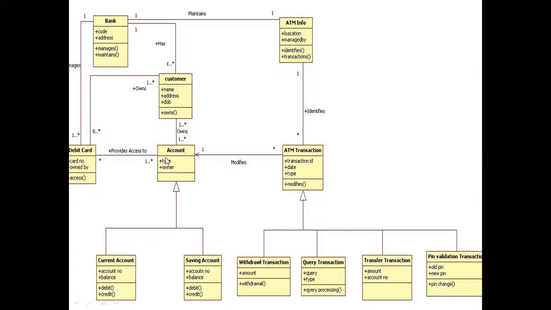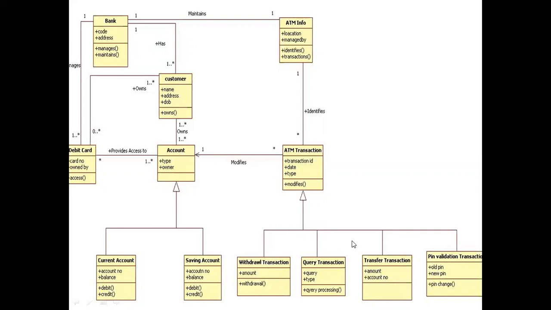Next, every customer performs some ATM transactions. That is, the ATM transactions are performed through a particular account. So the ATM transaction is another object. It has a relationship with the ATM information and the account. There are different types of ATM transactions: withdraw, query, transfer, and pin validation. So the ATM transaction has four types.